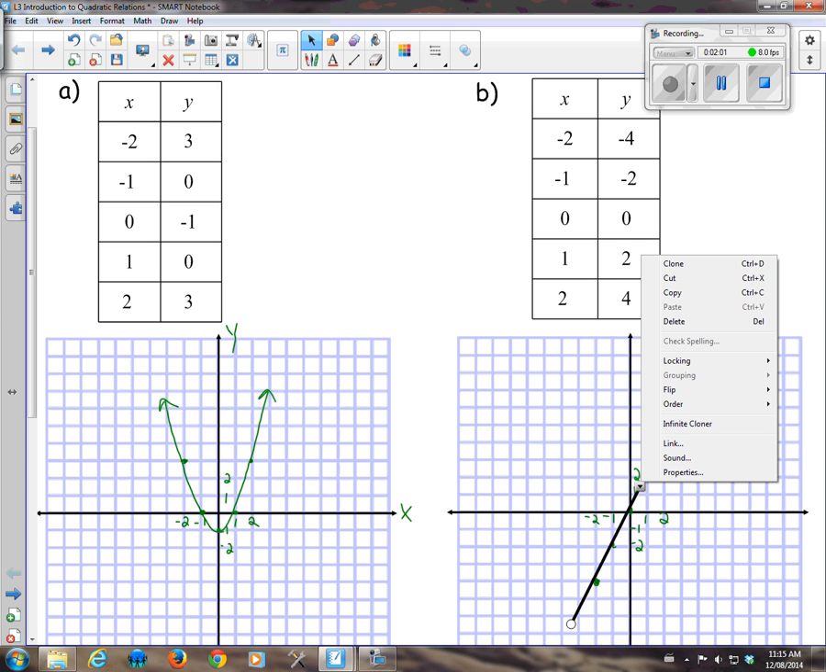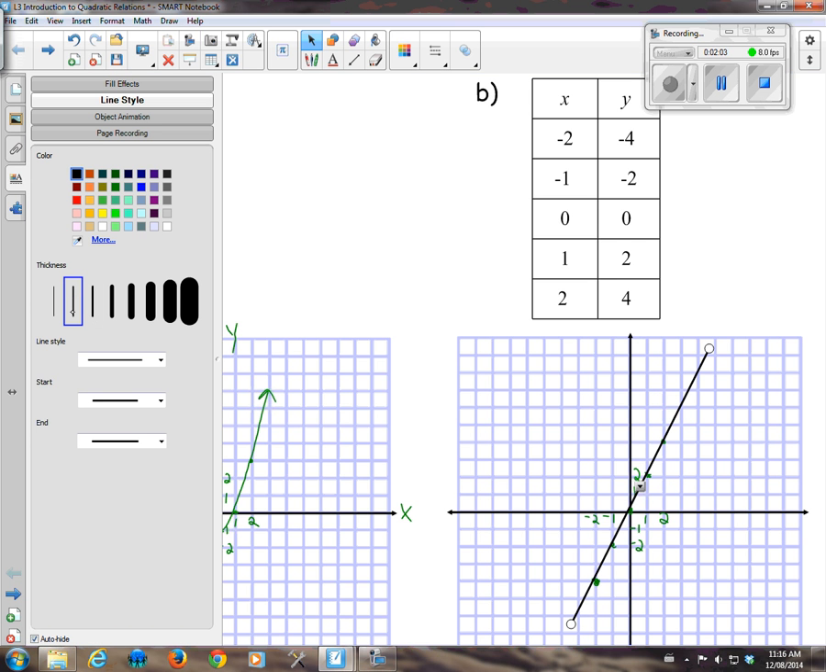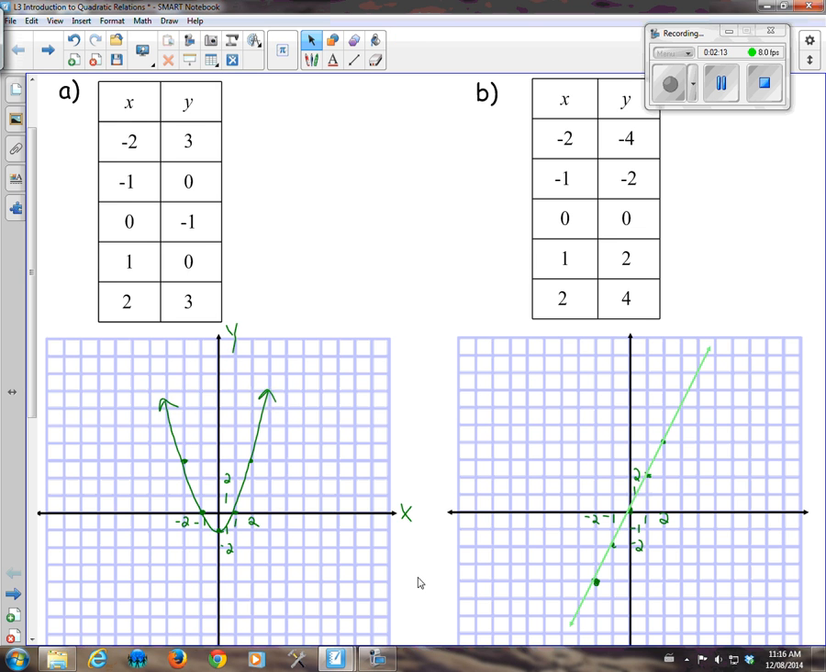Let's see, make my line a little thinner. Let's make it green, and we want to remember to put an arrow at the start and an arrow at the end. And maybe one more thing, I need to line it up a little bit better with my points. There we go. There are two graphs up there, two very different graphs. The one on the right you're used to seeing makes a nice straight line. It is a linear relation. The one on the left, however, does not make a nice straight line.